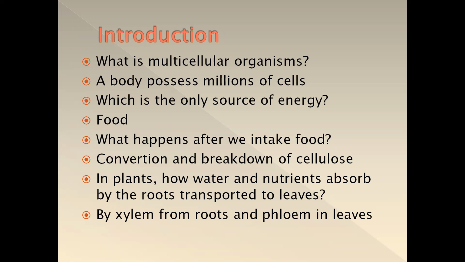So in plants, how are water and nutrients absorbed by the roots and transported to the leaves? As we saw already in the previous lesson on anatomy, we studied a lot about the xylem and the phloem, right? Only through the xylem and phloem bundle. These together are said to be the vascular bundle. Especially xylem is present in the roots and phloem is present in the leaves. You understood?